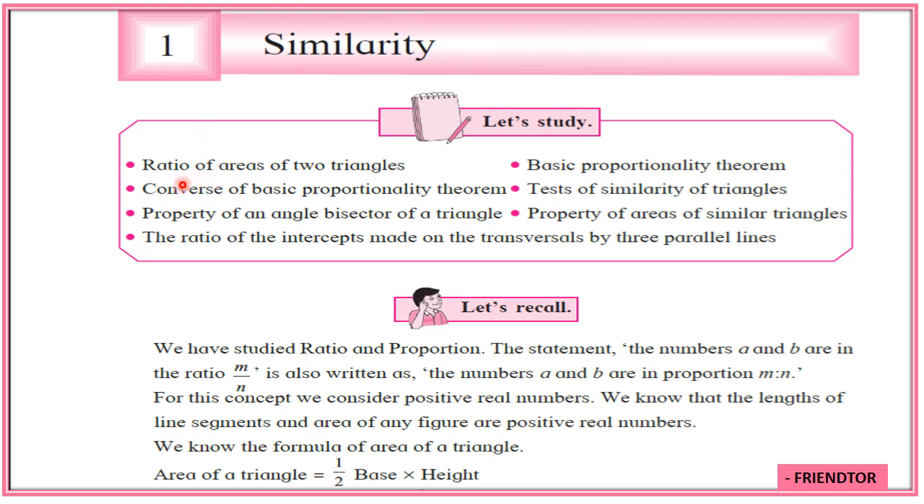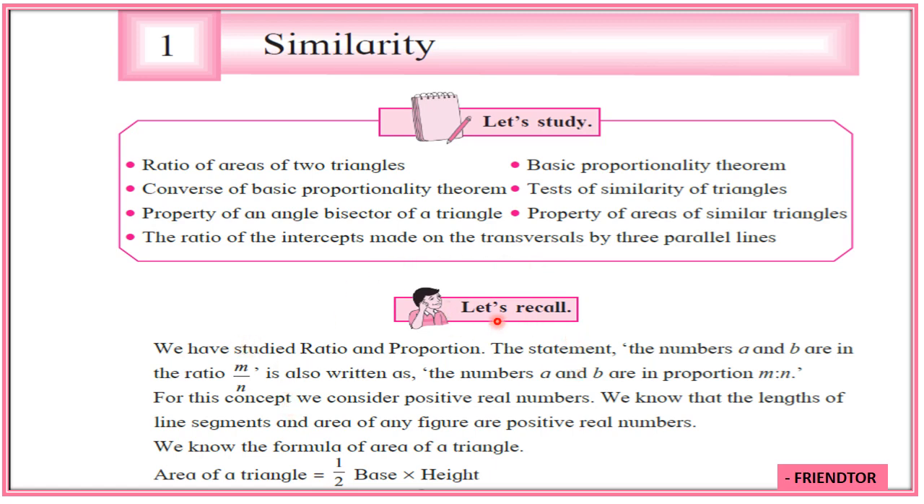Now, the ratio of areas of two triangles is the first thing that we will learn in this chapter. The next is the basic proportionality theorem, and next is its converse, then tests of similarity of triangles, those tests that we will use to recognize if two triangles are similar or not. Then the property of an angle bisector of a triangle, then the property of areas of similar triangles. The last one is the ratio of the intercepts made on the transversals by three parallel lines. So these are the topics that we will cover in this chapter.